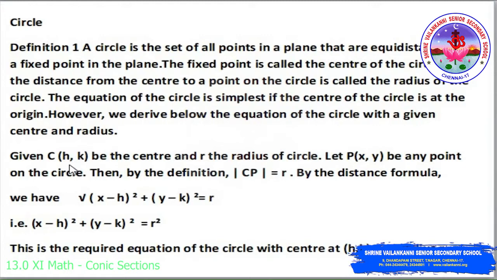Let C of h, k be the center and r the radius of the circle. Let P of x, y be any point on the circle. Then by the definition, CP equals r. By the distance formula, square root of (x minus h) whole square plus (y minus k) whole square equals r. That is, (x minus h) whole square plus (y minus k) whole square equals r square, which is the required equation of the circle with center at h, k and radius r.